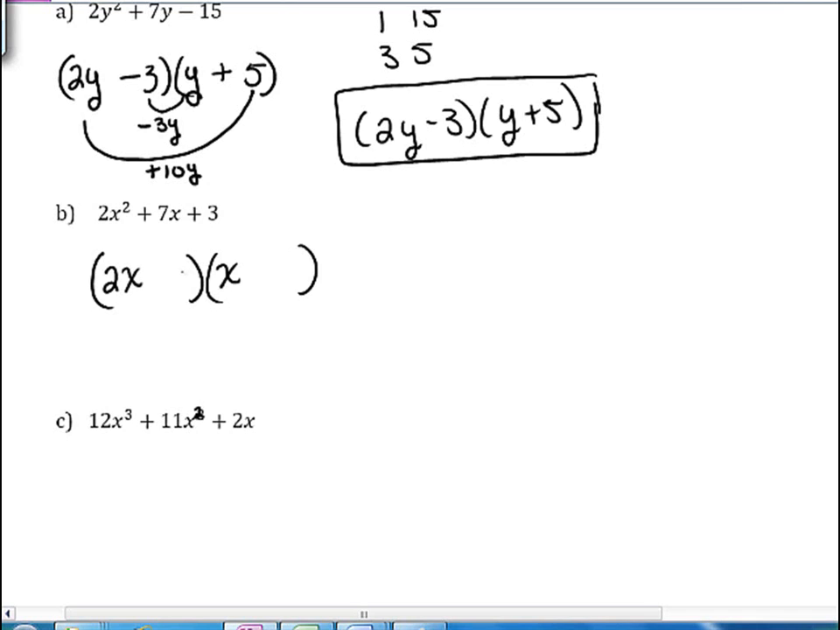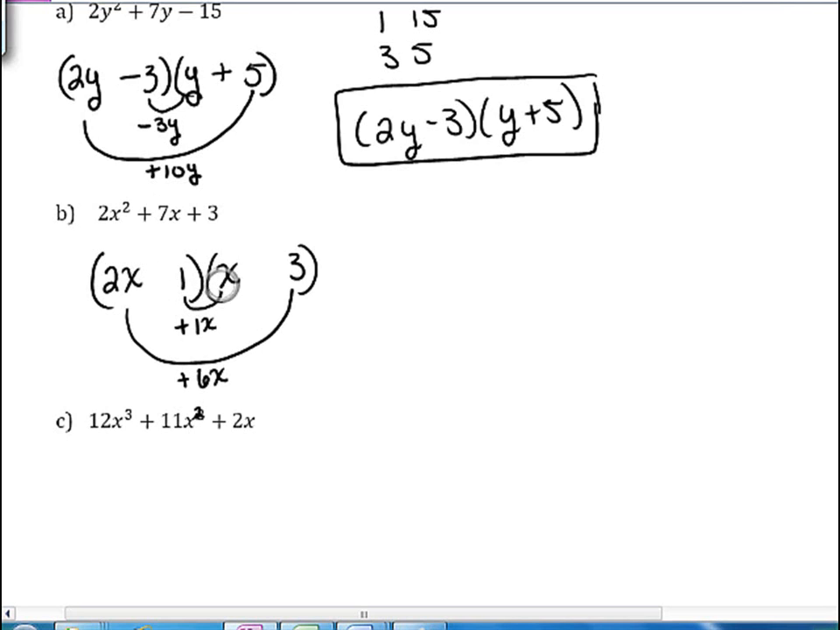So let's just try this. I'm going to try it as 1 and 3, and see what happens when I would do FOIL. So 1 times x is 1x, and 2x times 3 is 6x. And I need a positive 7, so if both of these are positive and we add them together, we will get the 7x in the middle that we need.